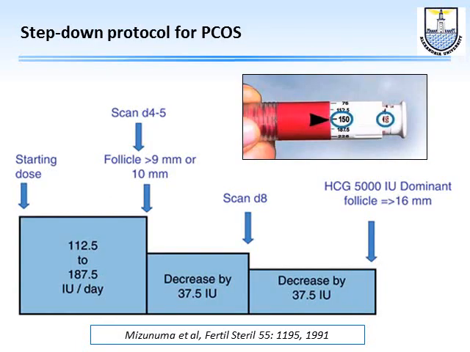There is also the step-down protocol by the Japanese group led by Mizunuma. And as you can see here, he would start here by an ampoule and a half, 112.5 to 2 ampoules and a half, but then for 4 days, and then decrease it to 1 ampoule for 3 days, and then again diminish it by another dose. So until again you have a follicle of 16 millimeters or 18 millimeters, and then give your HCG at that time.